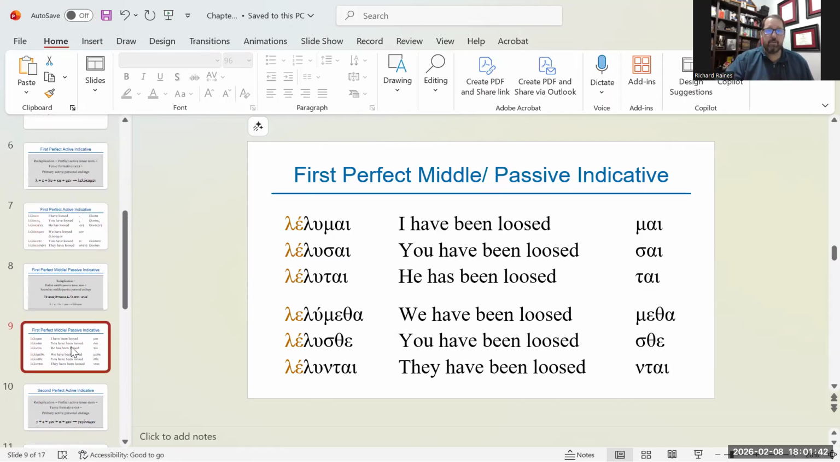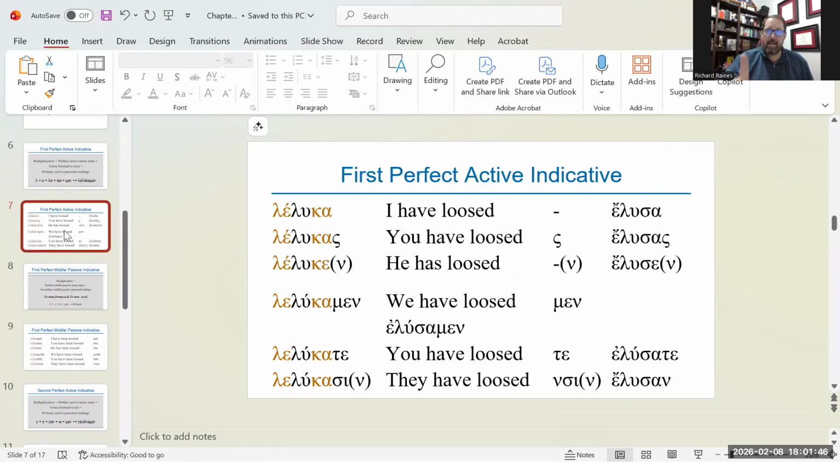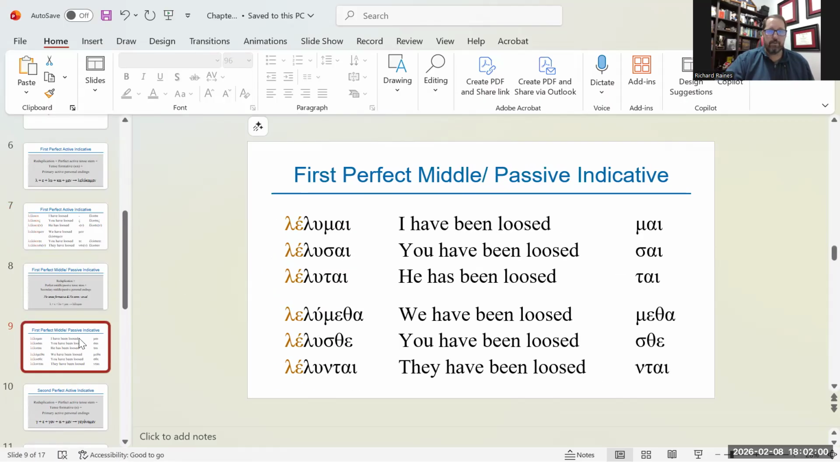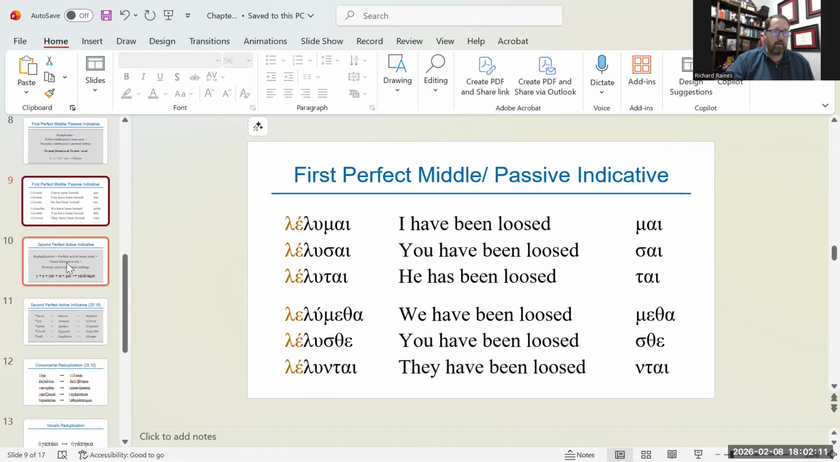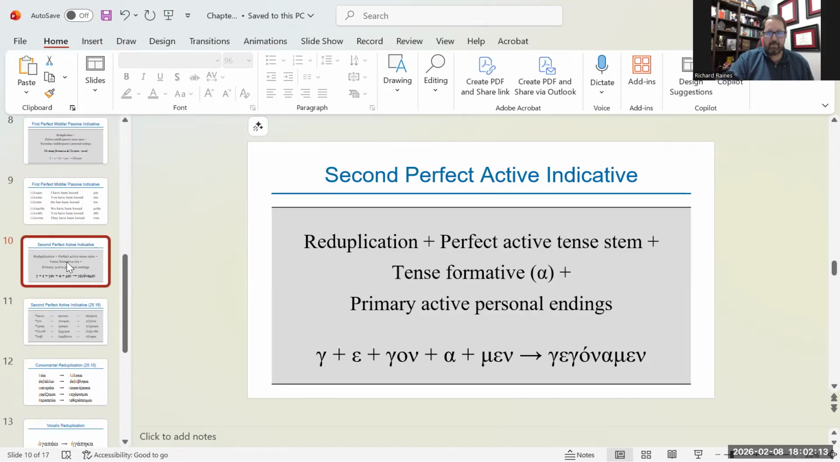So that is the first. Let's go look at it again. So this is the first perfect active. You have the reduplication, the stem, the tense formative, kappa alpha. That's in the first perfect active. First perfect middle, you just have the reduplication, the stem, and the ending. So it's the first active, first middle, and now let's look at the second active.